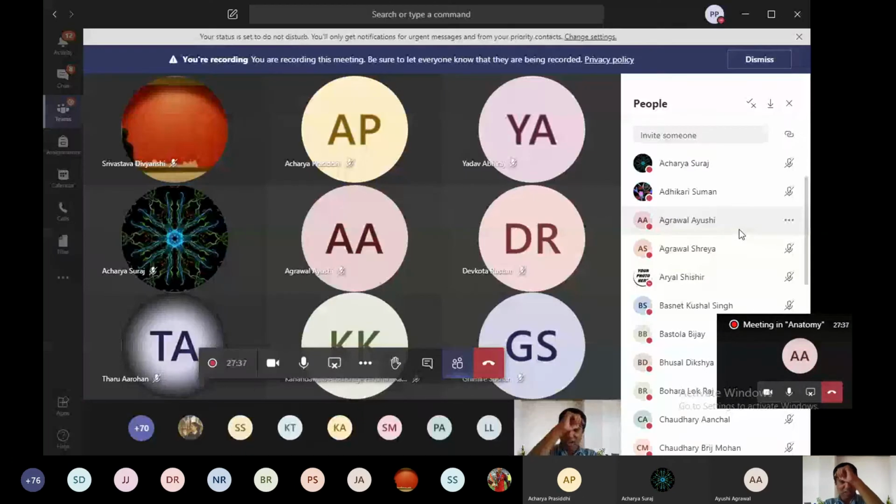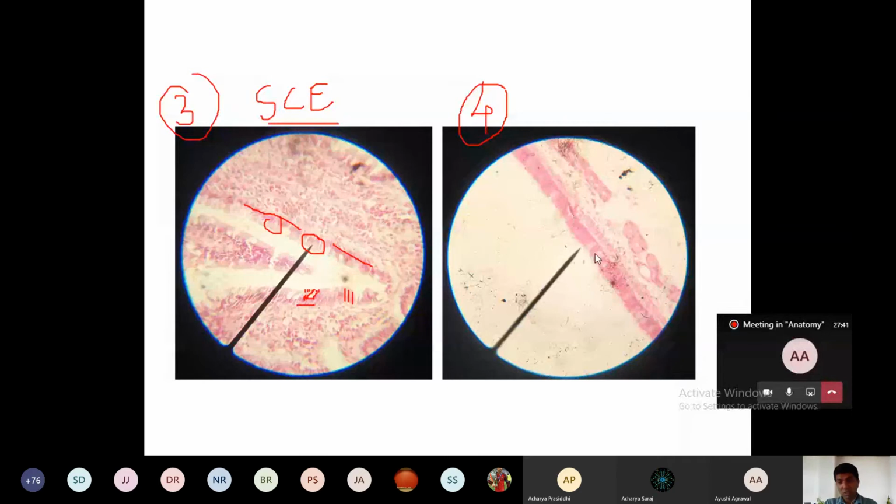After that I see Shreya. Shreya, you can tell. What is the number 4? Just try. If you do wrong also, no problem. Yes, please. What is this you are telling? I am not hearing.